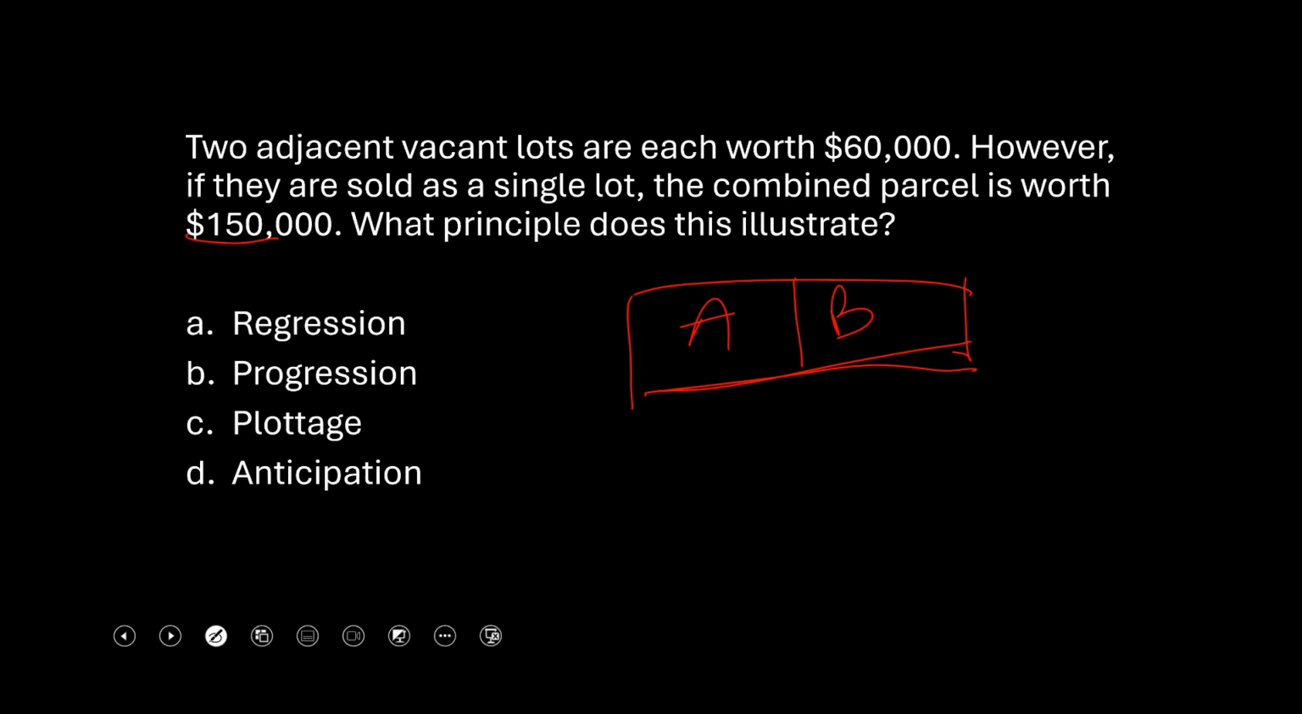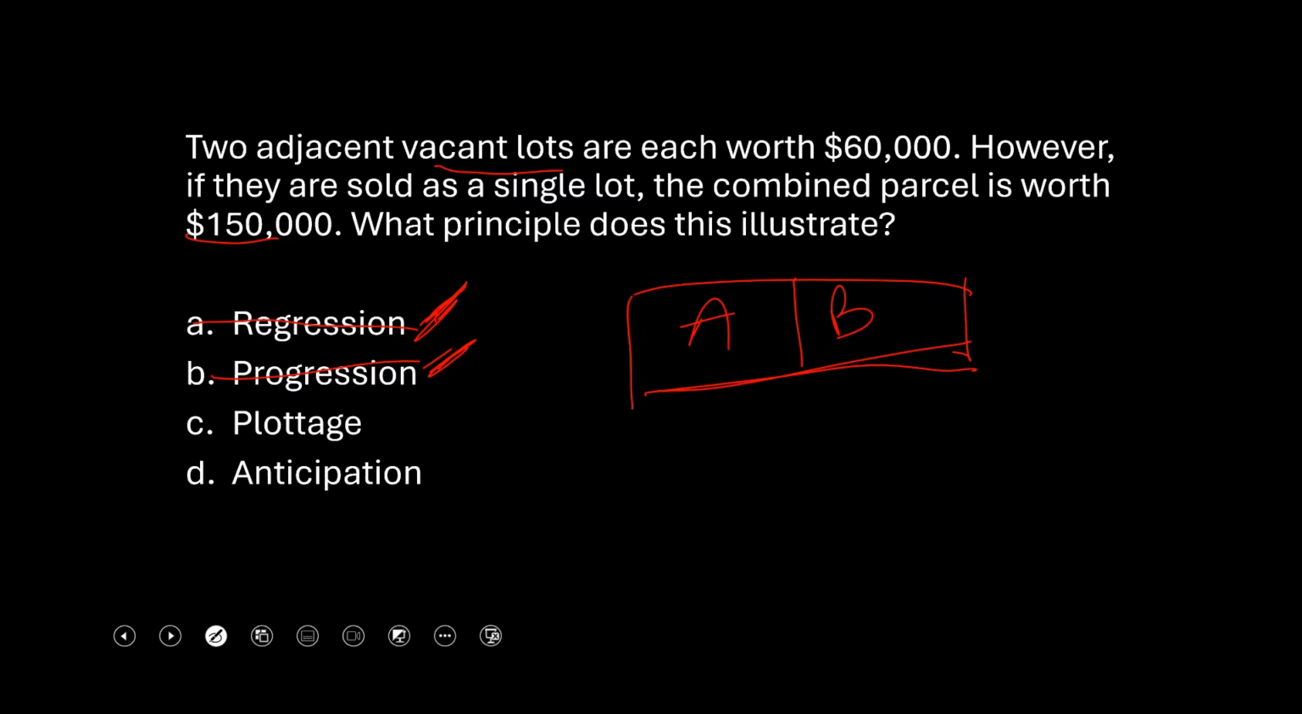All right. If you go back and remember the meaning of regression and progression, you remember that they're opposite of each other and they had nothing to do with vacant lots. Regression, a property's value is decreased because of the other properties around it. With progression, the property's value is increased because of the properties around them. So I guess we can scratch these two out. So we now have plottage and anticipation.